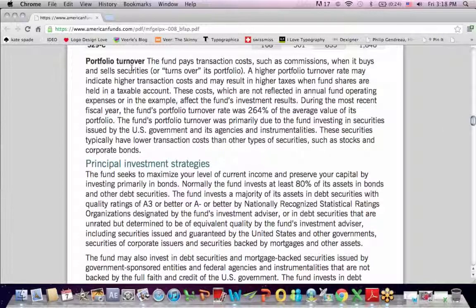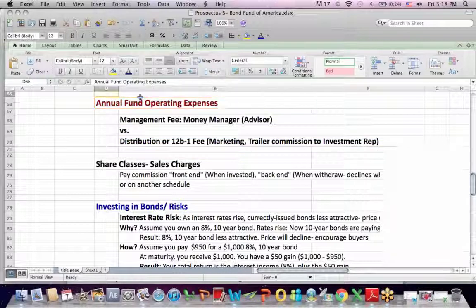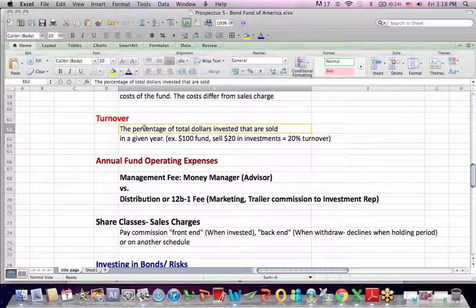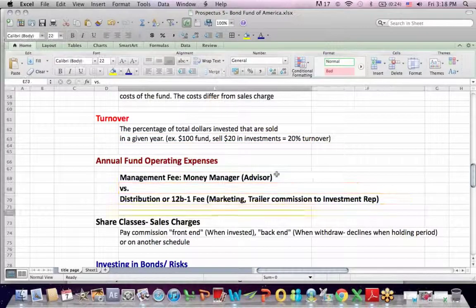Turnover I talked about in the last video, which is, if I scroll back up a little bit, the percentage of the total invested dollars in a fund that are sold each year in a given year. So for example, if you had $100 in the fund, during the year you sold $20 of the investments, that would be 20 divided by 100, or 20% turnover.